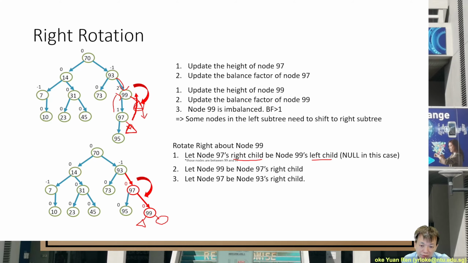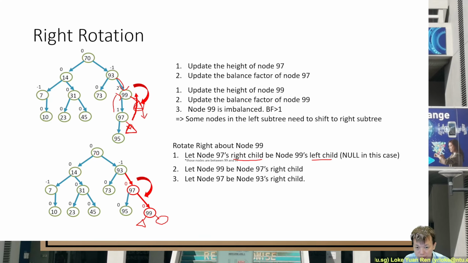Once you have done this, you can notice that the balance factor at node 99 is 0, and at node 97 it is also 0. Subsequently, this one will still remain -1, and this one will still remain 0. So that means for the whole binary search tree, you just need to do one rotation and you will balance. So this is the first case.